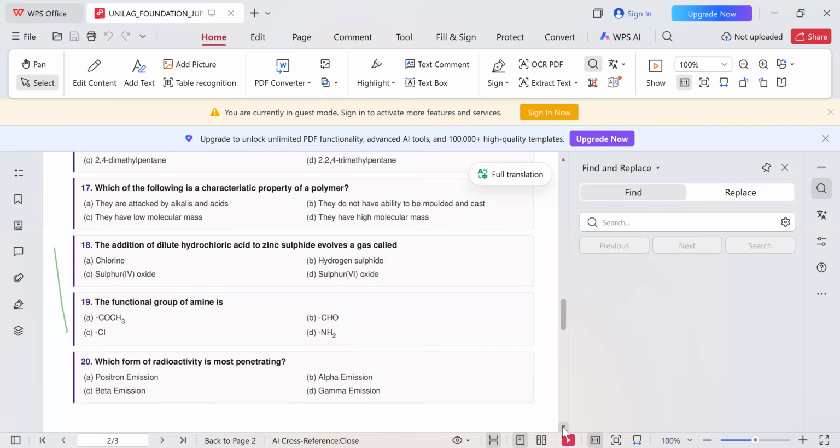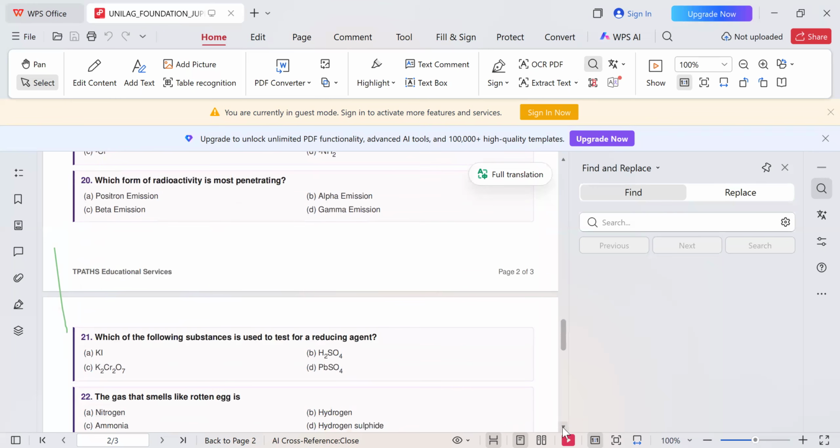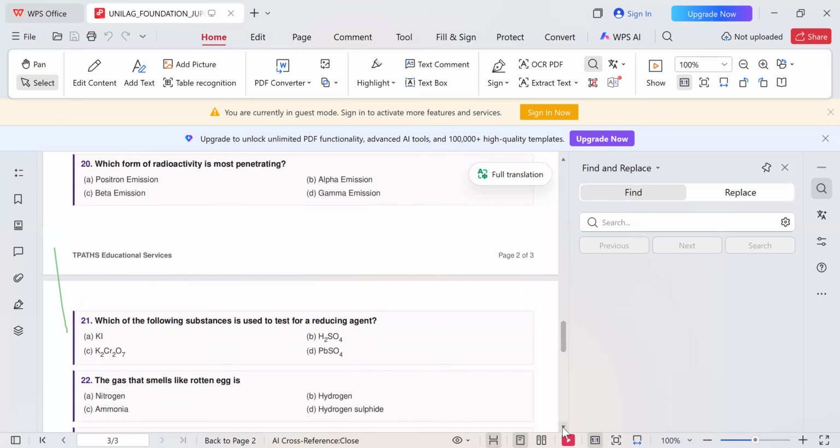Number 20, which form of radioactivity is most penetrating? That is gamma emission. Gamma emission is dangerous and is the most penetrating. That's why we always avoid exposure to radiation, which is very dangerous. We don't allow exposure to radiation anyhow, especially gamma radiation, as it can cause damage to the skin and also to the internal organs. So, avoid gamma radiation.